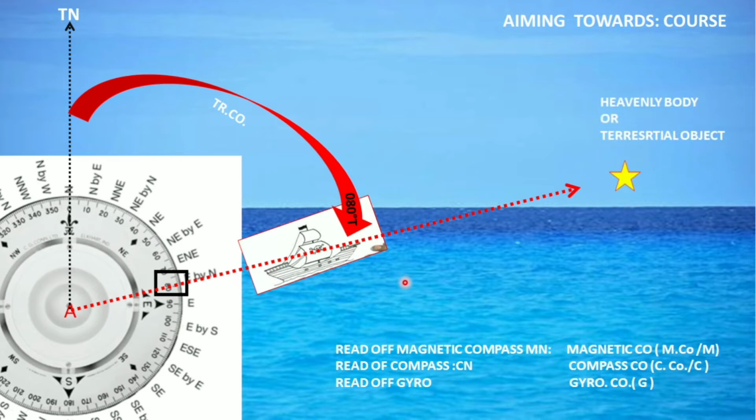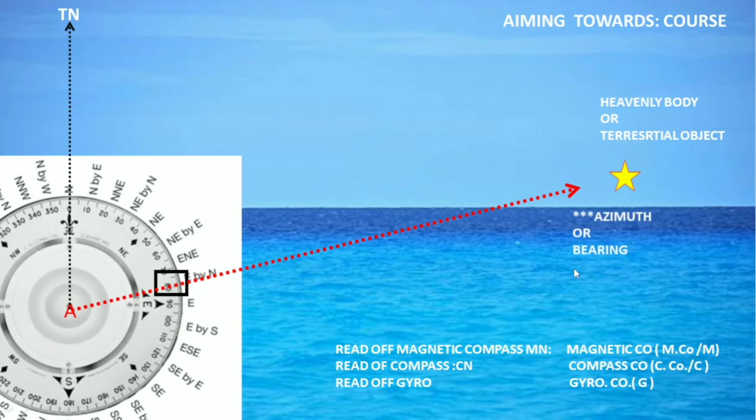Now, of course, in this I have been talking only about courses, but whatever I have talked about here is relevant to heavenly bodies or terrestrial objects. So when you are aiming towards a heavenly body or a terrestrial object, the terms we use instead of course are azimuth or bearings. Azimuth we'll be discussing a bit later.